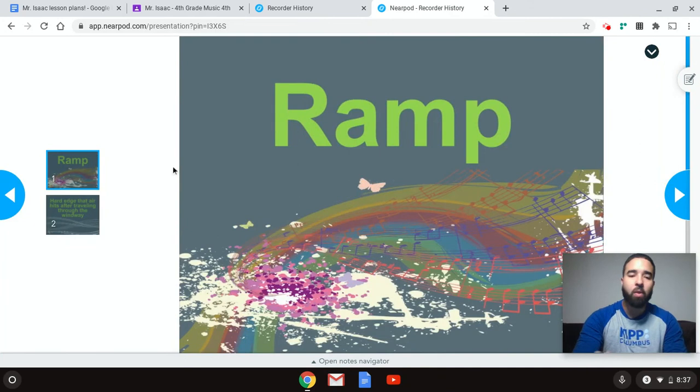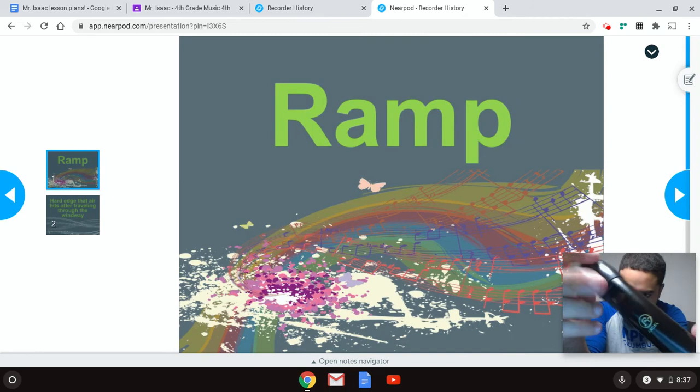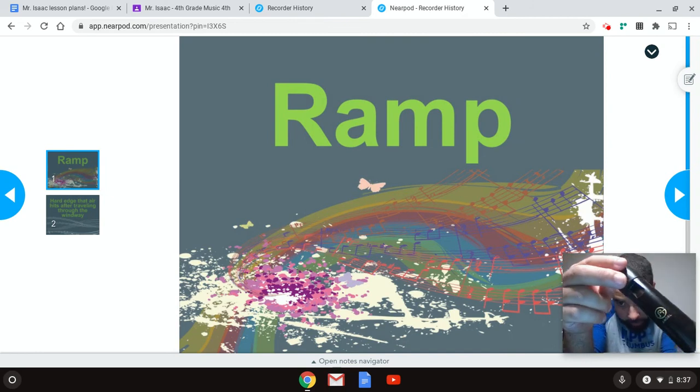The ramp is also on the mouthpiece section. So you can see here, there's a hole right here. It's hard to focus this in the camera. There's a hole right here, right?